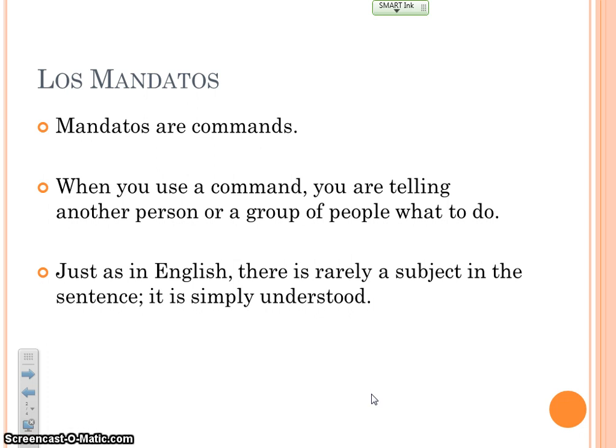So for example, if I say, you do your homework, the you isn't necessary. If I say do your homework, it's understood that the person I'm talking to is who I'm commanding, and it's not necessary to have a subject there.